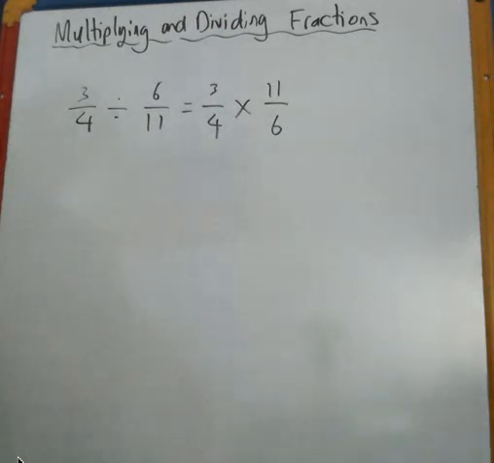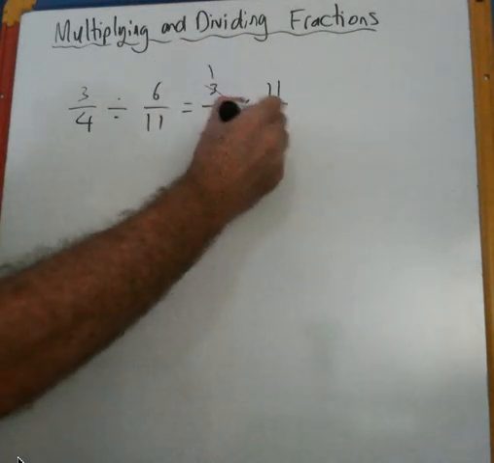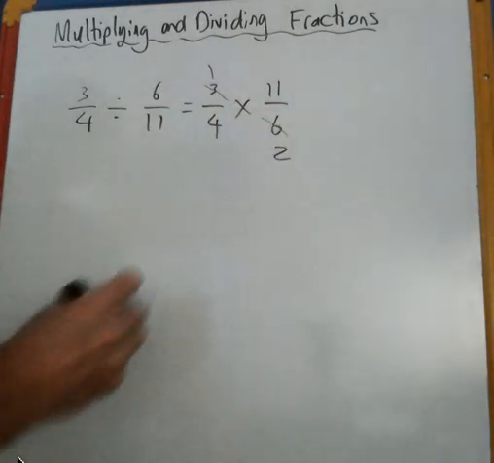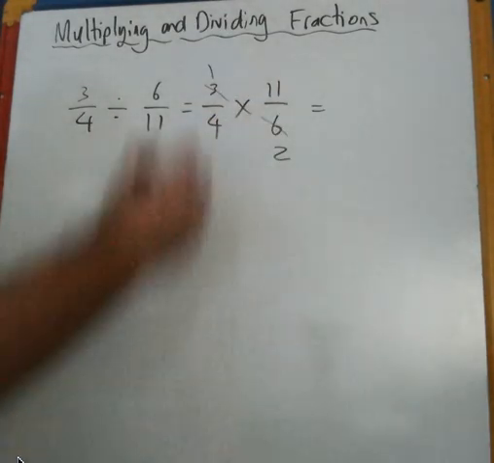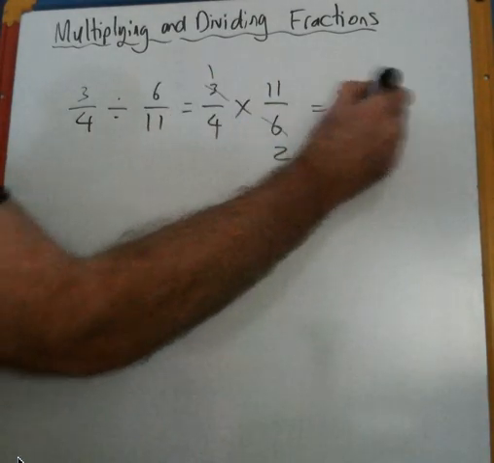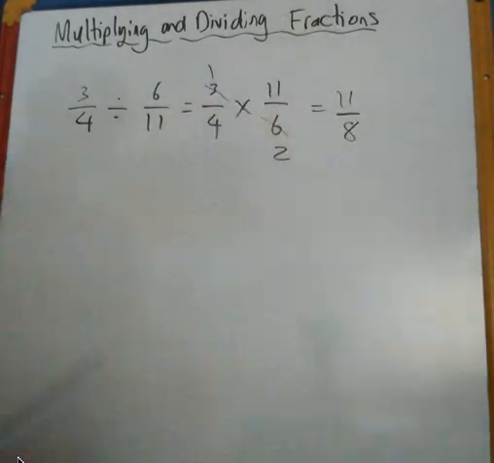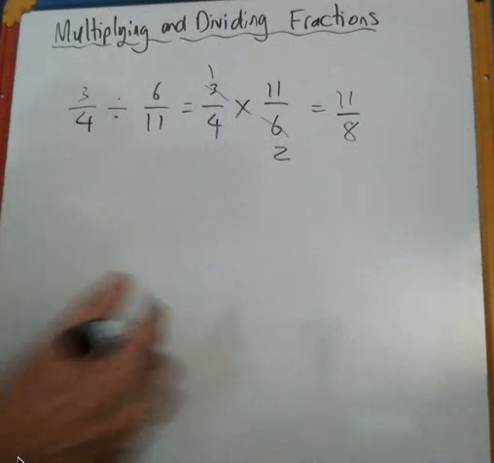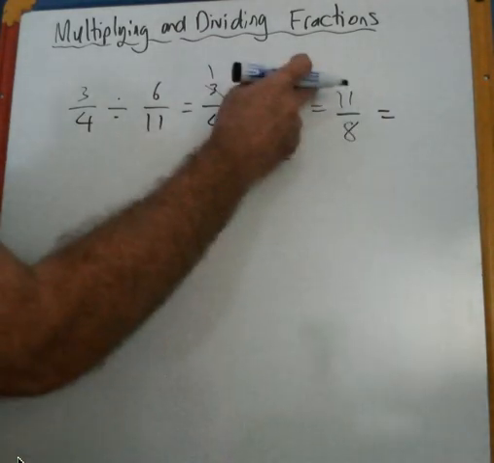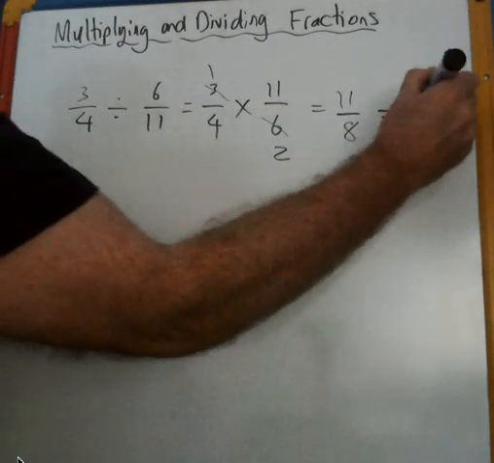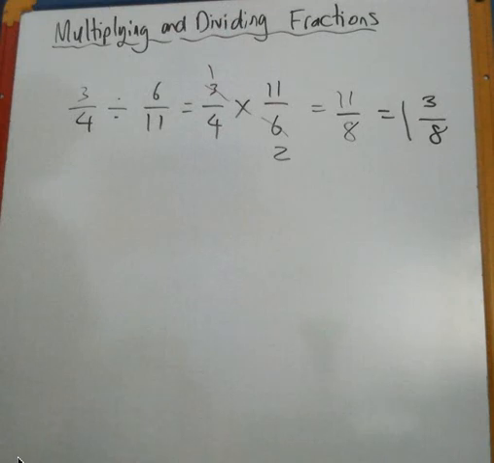So again, looking for any cancelling. 3 goes into 3 once, 3 goes into 6 twice. There's no other cancelling I can do there. Top times top, 1 times 11 is 11. Bottom times bottom, 4 times 2 is 8, 11 eighths. If I want to put that back into a top heavy fraction, 11 divided by 8 is 1, remainder 3 divided by 8.